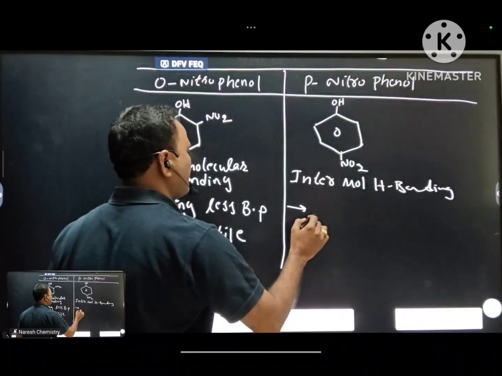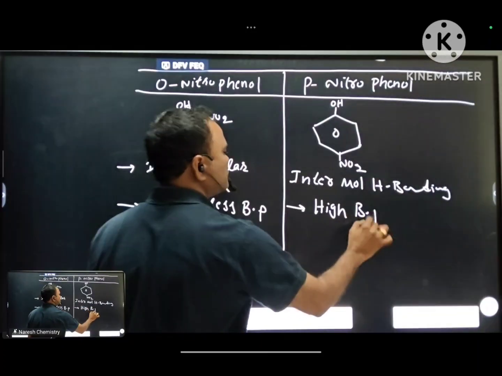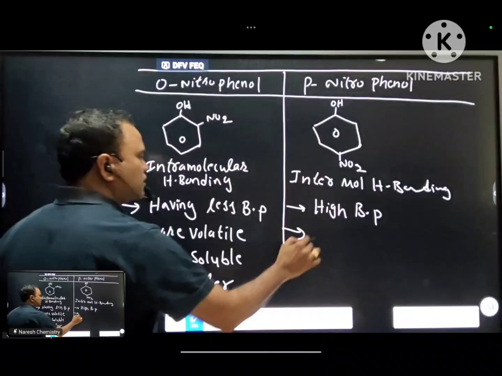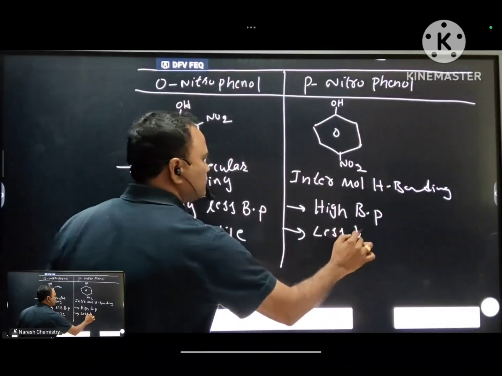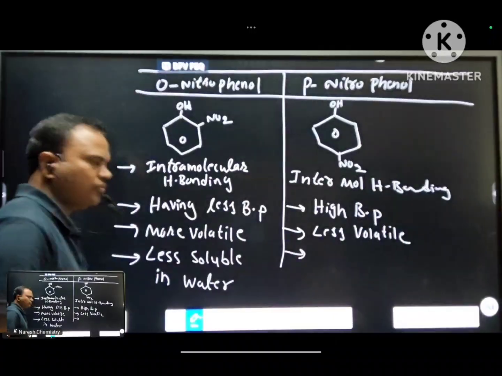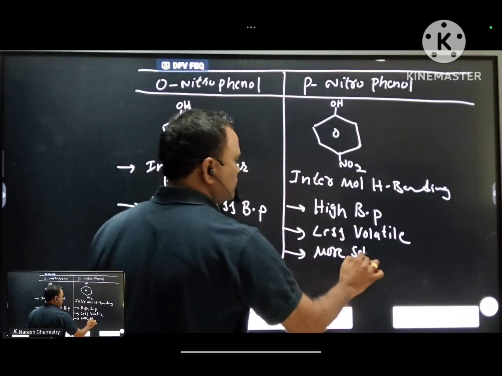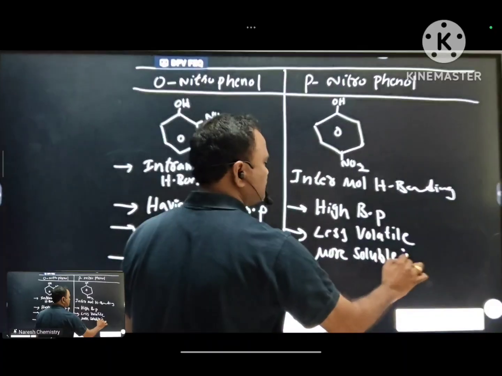Intermolecular H bonding has right opposite properties: high boiling point. Opposite words. High boiling point, less volatile. Next, more soluble in water. Opposite, more soluble in water.